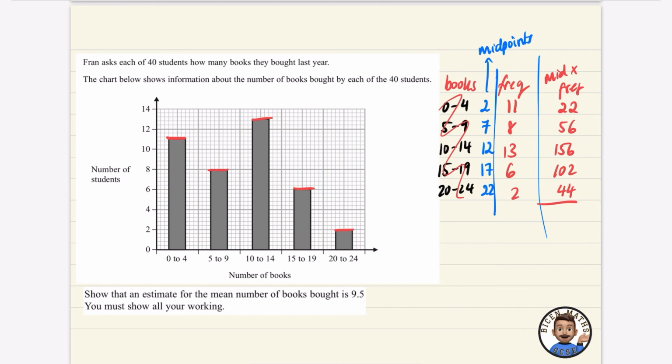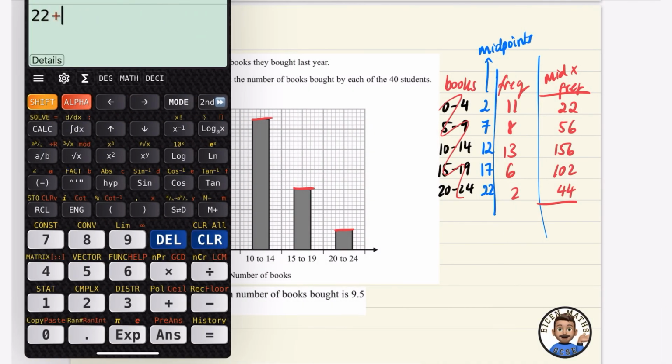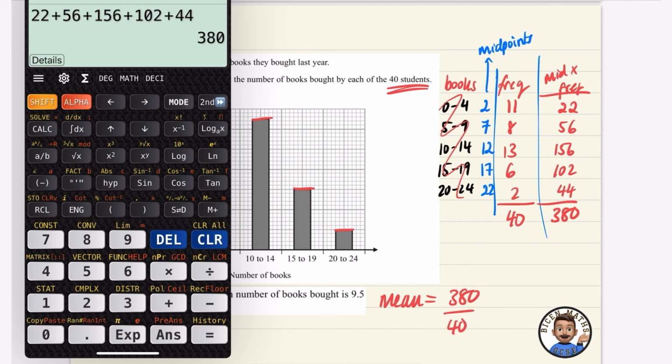So I'll add up all of these numbers that we've got. That's going to be my 22, 56, 156, 102, and 44. They add up to 380. And I know what these already add to because they told me in the question that there were 40 students. So the estimate for the mean is going to be 380 divided by 40, which I know what it's going to be already because they've told us, which is 9.5 books.